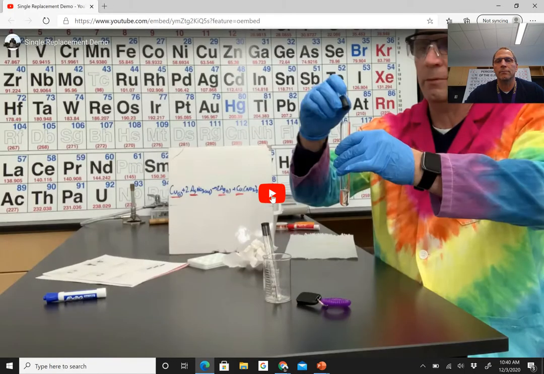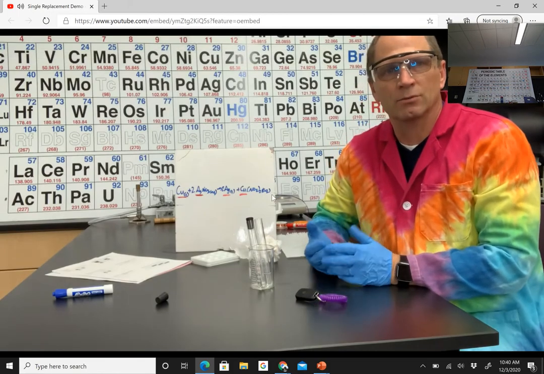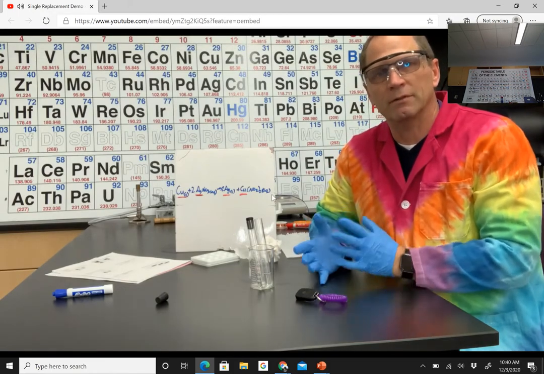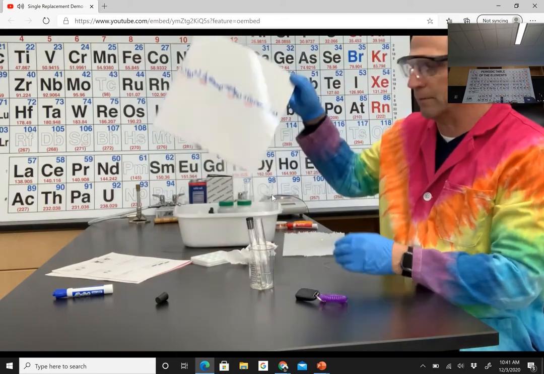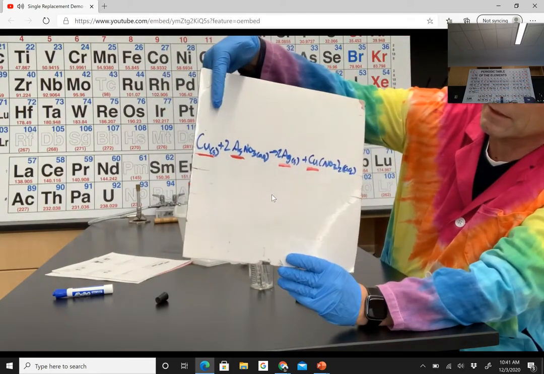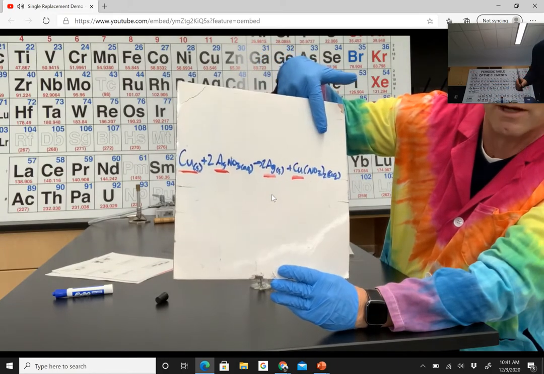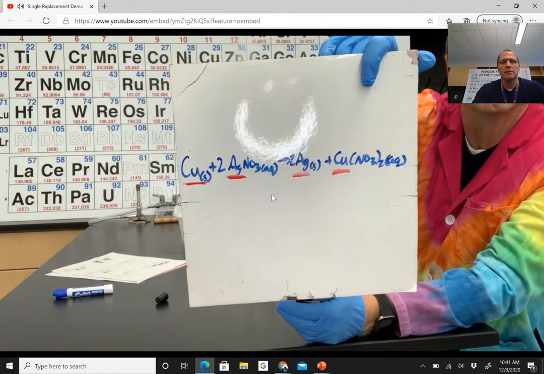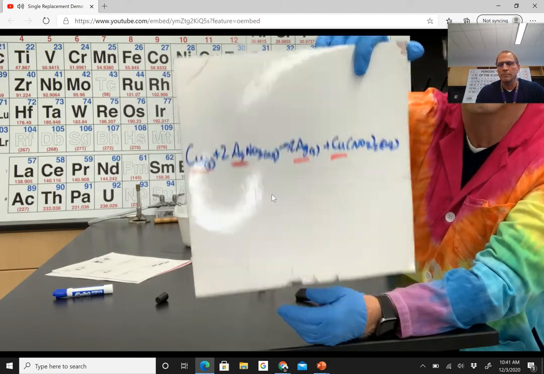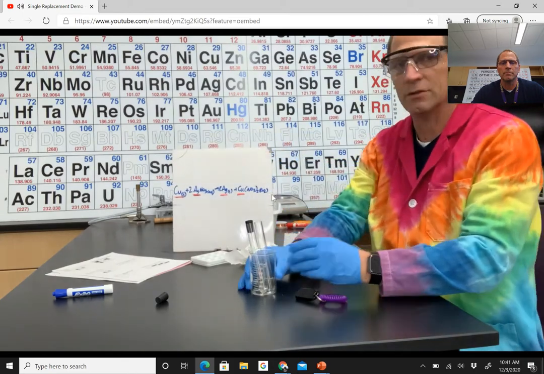Okay, so here it is. I want to show you a single replacement reaction because I'm going to do a lab demo, but I want to give you an idea of what we're looking at with a single replacement. We're going to be doing copper and then a silver nitrate solution, going to silver and copper nitrate. So that's what it looks like. I have this reaction in the screencast. What we're going to do is see if copper is going to replace the silver nitrate.